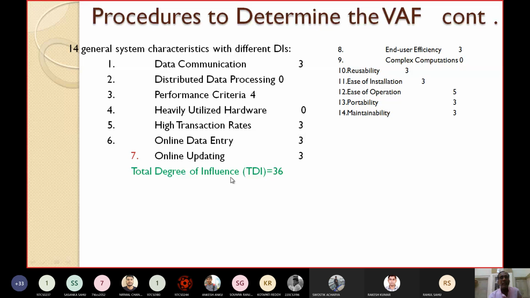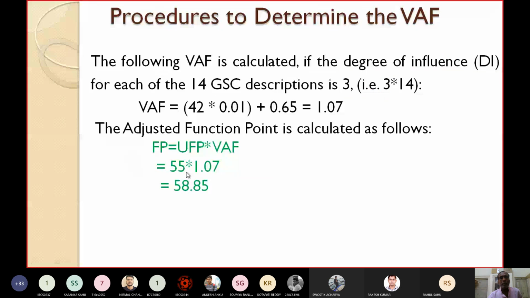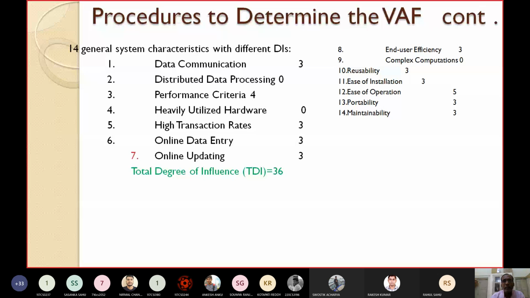So if this is the case, then what will be our adjusted function point for the spell checker? Instead of 42, put here 36, then solve the equation. Whatever value you get here, multiply with 55. That you will get as the adjusted function point for our spell checker problem. These things will be specified in the question. If nothing is mentioned, you take the influence value as medium, that is 3.